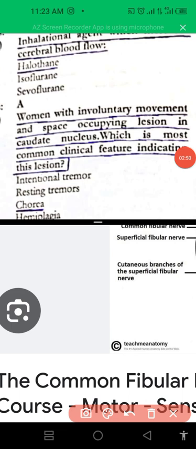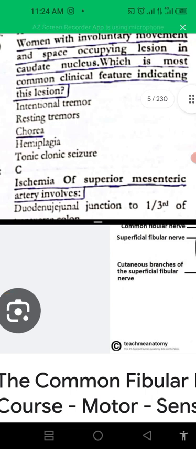Next one is a woman with involuntary movement and a space occupying lesion in the caudate nucleus. The most common clinical feature of a caudate nucleus lesion is involuntary movement. Intentional tremor is not Parkinson's, but rather the feature known as chorea.